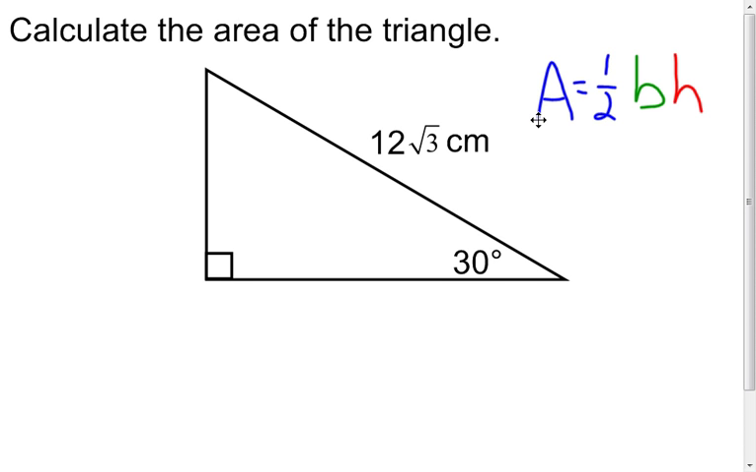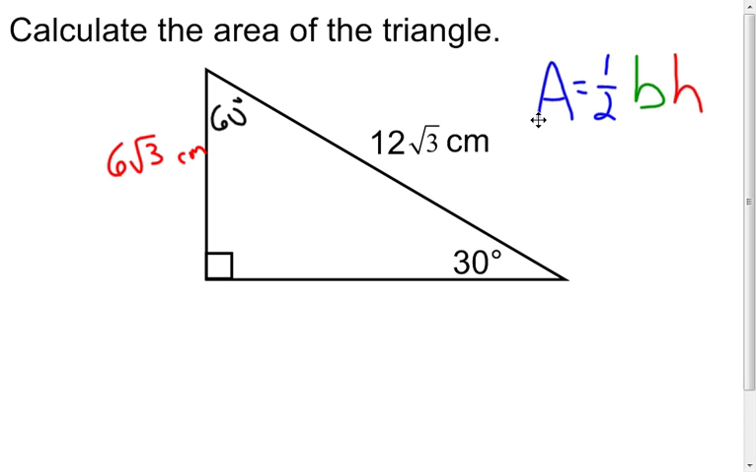So I have to find my base and my height in my triangle. Well, the first thing I notice is this is a 30, 60, 90 triangle. So I have to remember those properties of a 30, 60, 90 triangle. I notice that I have the hypotenuse, which is 12 root 3 centimeters, and the first thing I'm going to do then is find the length of the short leg in my 30, 60, 90 triangle. I remember all I had to do was take that hypotenuse and divide it by 2. Well, 12 root 3 divided by 2 is 6 root 3. So this side of my 30, 60, 90 triangle is 6 root 3.